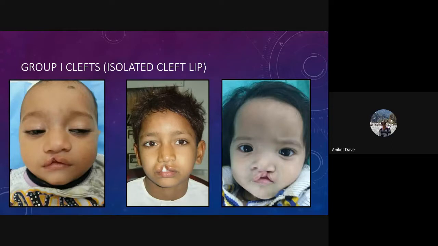Group 1 cleft, which is an isolated cleft lip, can vary in severity from the first image that you see on the left, which is just a mild cleft involving only the vermilion, or it can involve an incomplete cleft involving the vermilion as well as the skin of the upper lip, which you can see in the middle image, or it can be a complete lip cleft involving the entire lip, the nasal floor, as well as the alveolus.